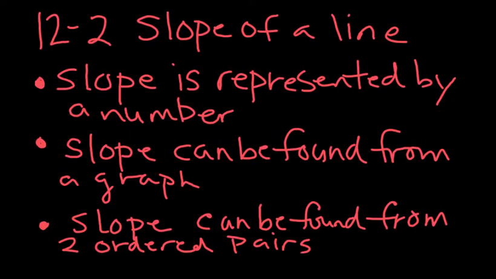12-2, slope of a line. Slope is always a number, except in one case when it's undefined, but most of the time it's a number. Slope can be found by looking at the line on the graph. Slope can be found from two ordered pairs. So slope is very important.